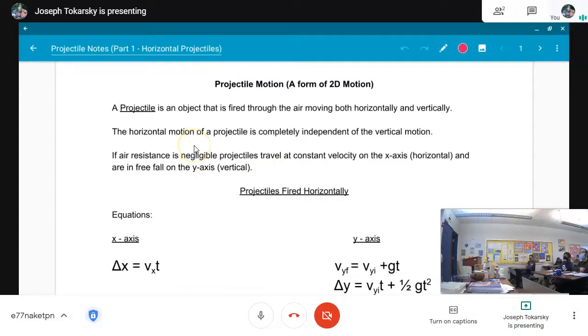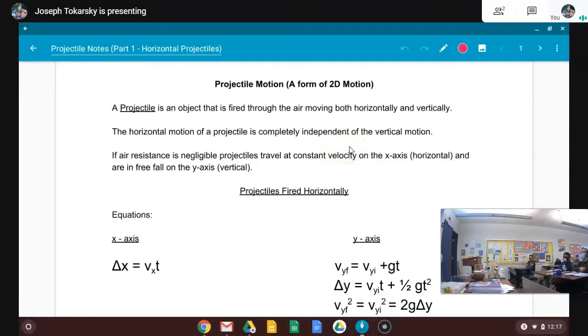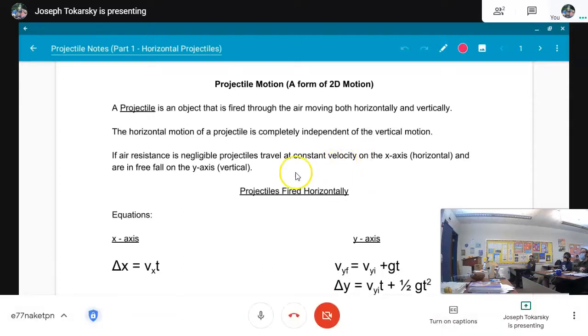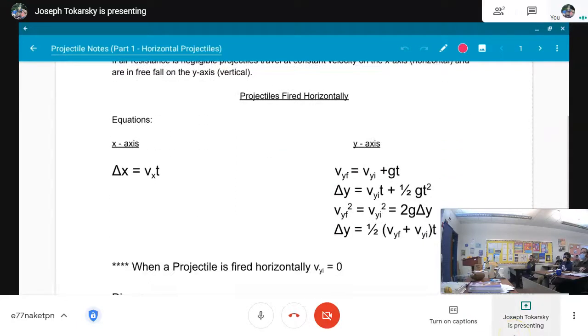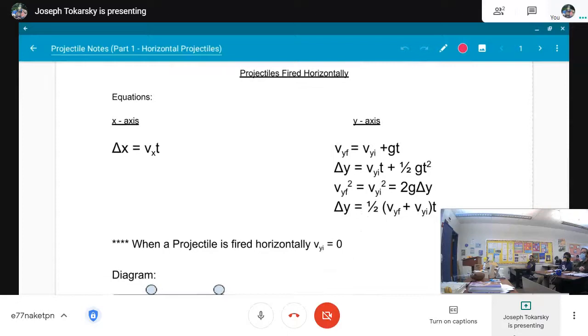What we just proved with some of those demonstrations is that the horizontal motion is completely independent of the vertical motion. So gravity doesn't care if it's moving on this axis or if it was dropped from that axis. We still have the same result. They hit at the same time, right? And that means we could use some old equations, but they look a little different.